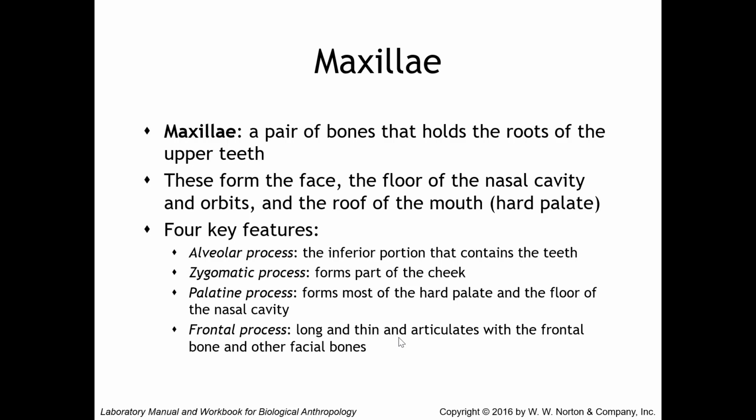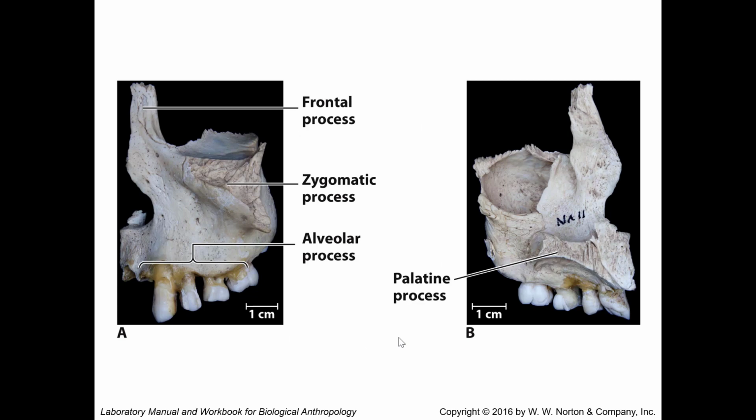They have 4 key features. So I'm going to move to the picture while I describe the 4 key features. You've got your alveolar process, so right here. The alveolar process is the inferior portion, and that contains the teeth, right? If you feel your teeth and then you move a little upwards, you're feeling the alveolar process.